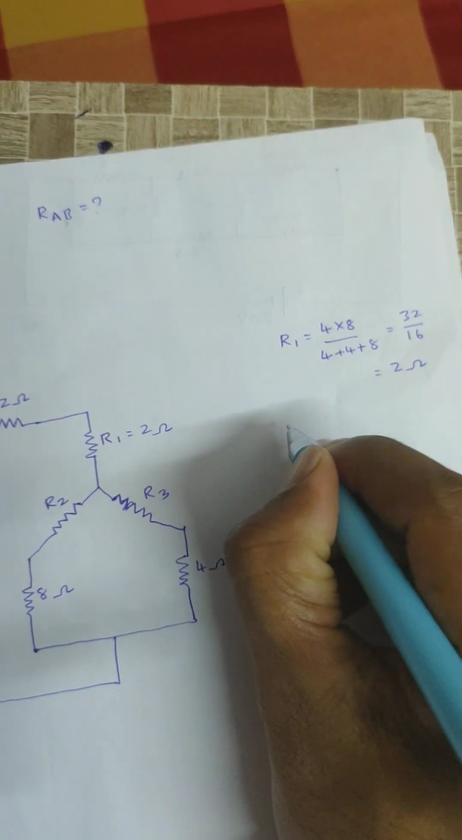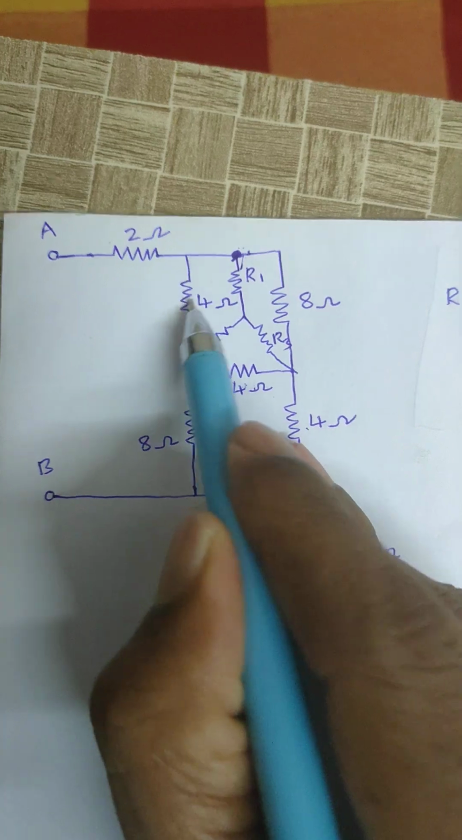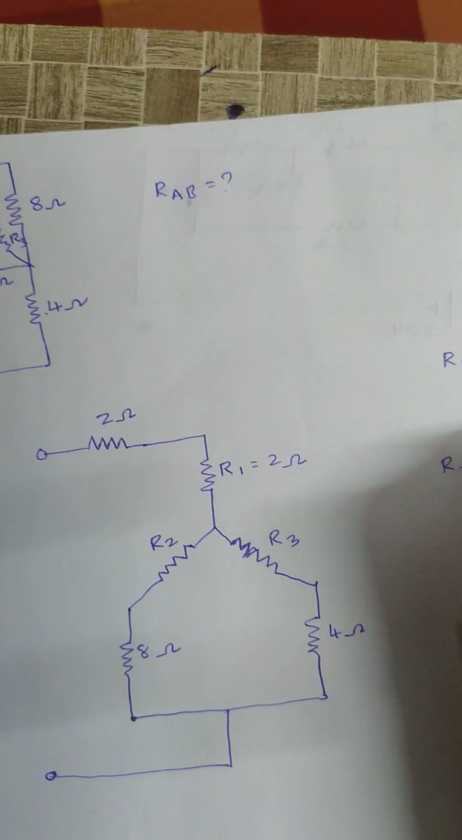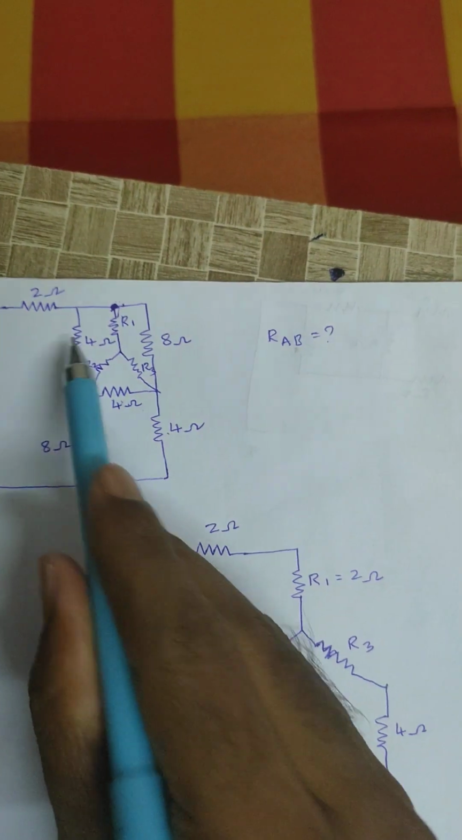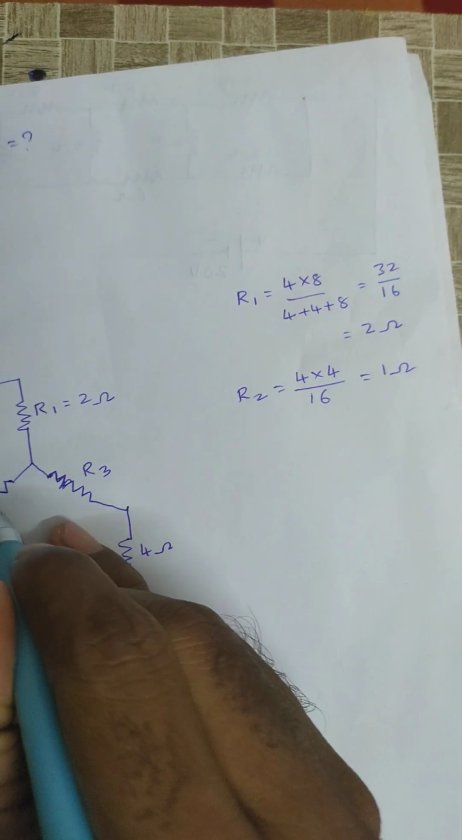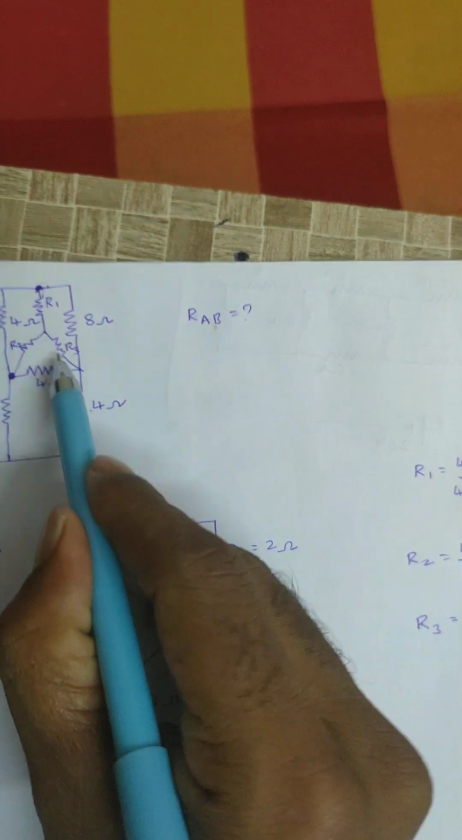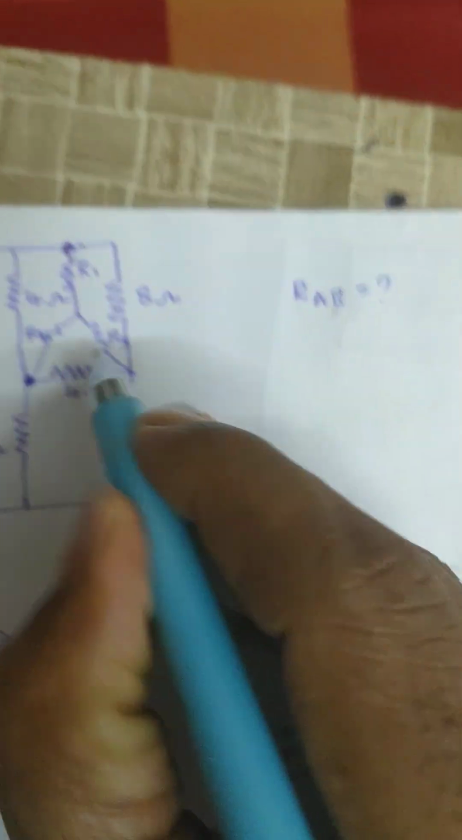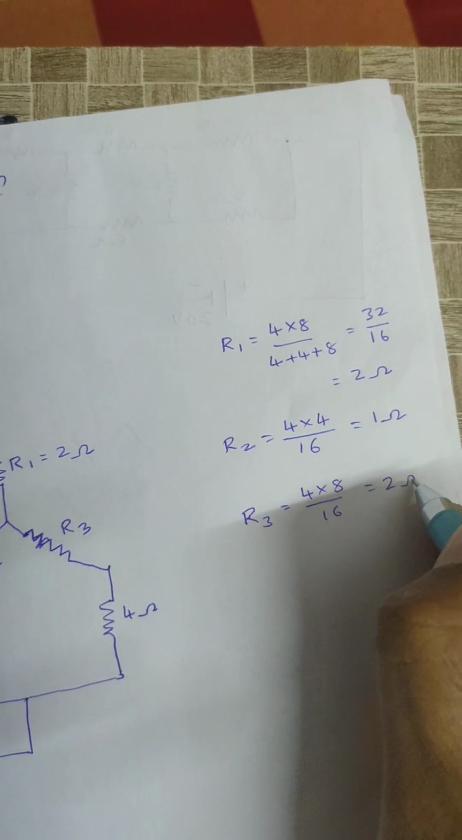Similarly R2: at this junction, 4 and 4, product of those two resistors, 4 into 4, by 16, the sum of the delta connected elements. You will get 1 ohm. R2 value is 1 ohm. Similarly R3 is 4 into 8 at this junction, the product of those two resistors, by 16. Again I will get 2 ohms.